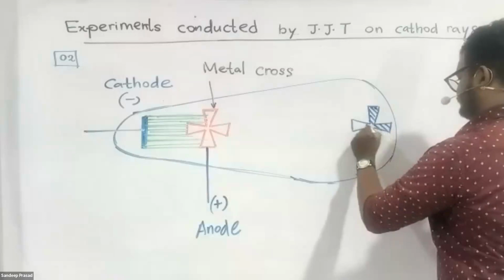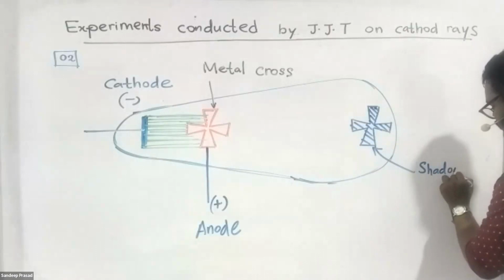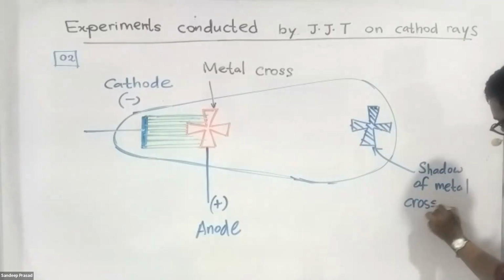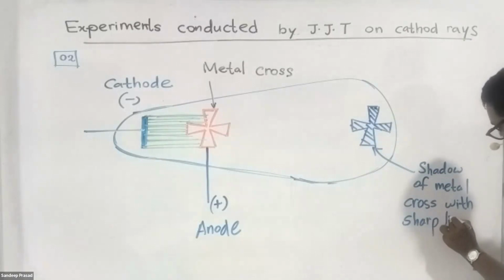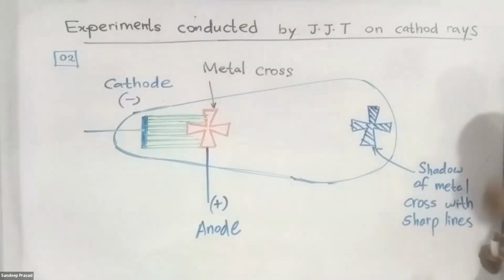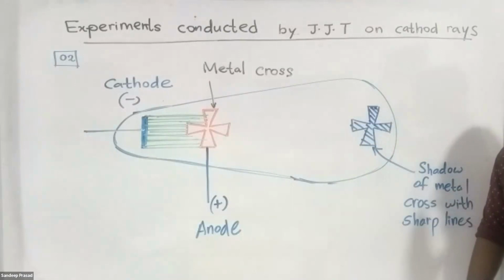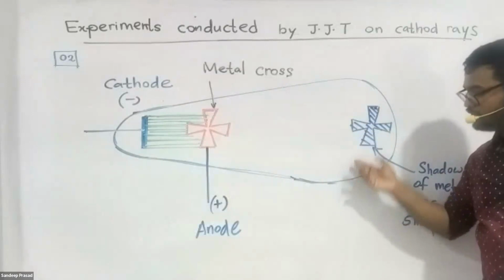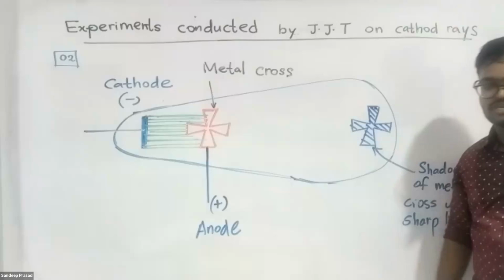Shadow of the metal cross with sharp lines, an exact image, right? Sharp lines, same size. If you want to take an enlarged one, a larger one, you can take that also. Can you understand why they have used this kind of shape here?